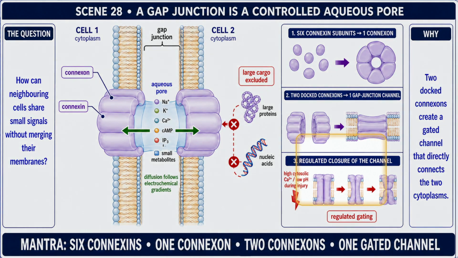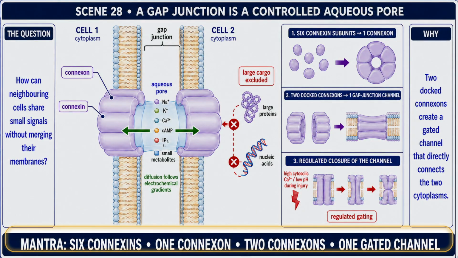The channel is also gated. During injury, a high cytosolic calcium concentration or low pH can close connexons and limit the spread of damaging signals into adjacent cells. So the arithmetic matters. 6 connexins make 1 connexon. 2 connexons make 1 intercellular channel, and that channel permits selective communication without fusing the cells.